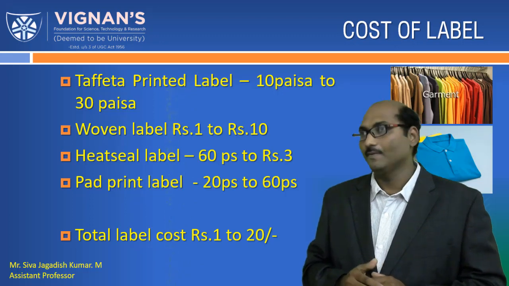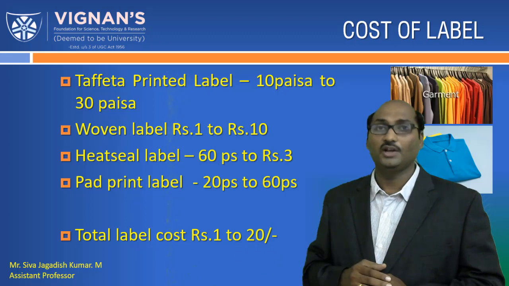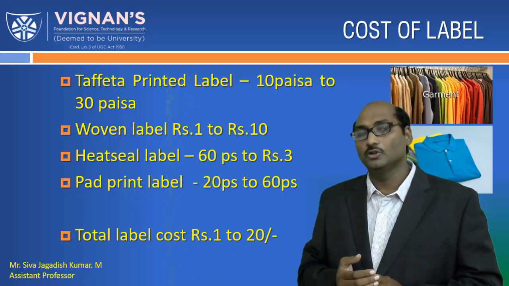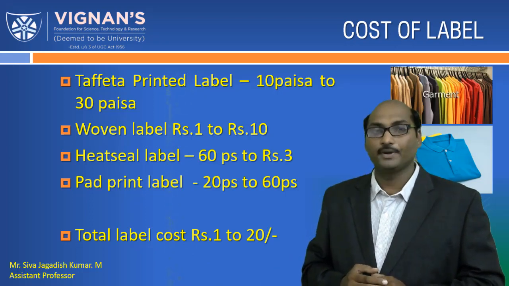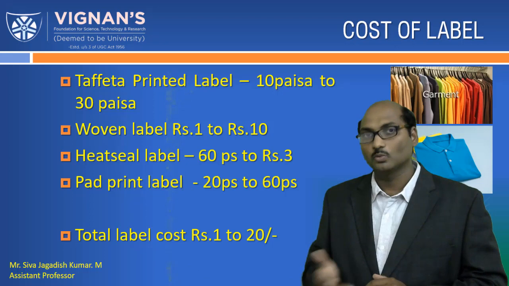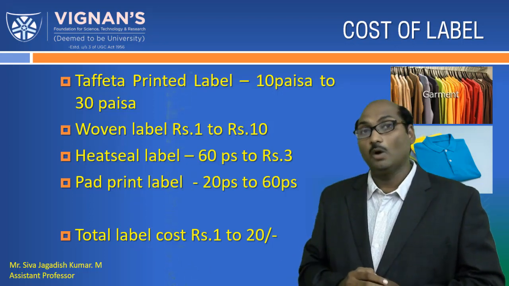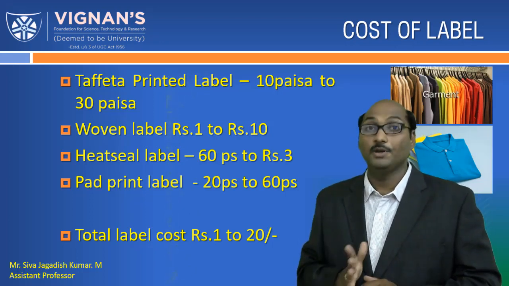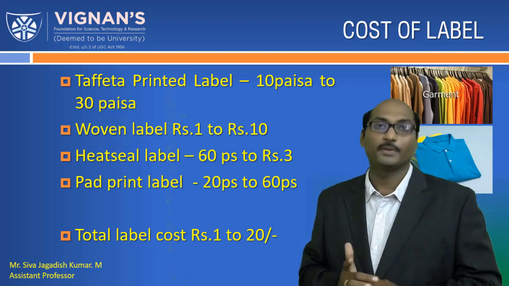Similarly, pad print, if you have seen in brands like X apparel city and all, in terms of the intimate apparels, instead of the heat seal label, a technique which will be used is referred to as the pad print label. So the costing for this one would be somewhere around 20 paisa to 60 paisa. But the volume required should be a minimum of 1 lakh pieces. Then only it is worth doing the pad print.